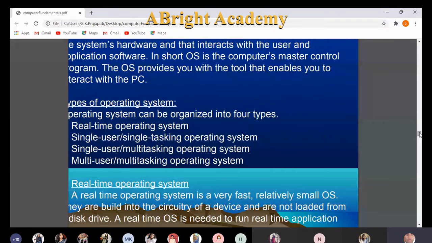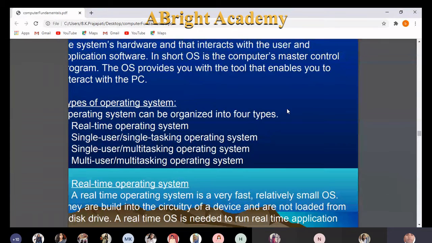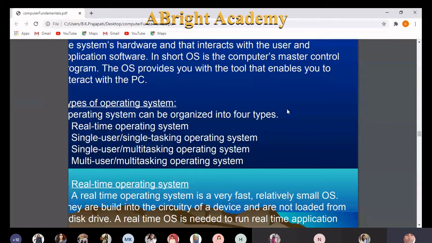Types of operating system. Operating systems can be organized into four types. This is important. Types of operating system. It is a very important topic. Here: the real-time operating system, single user single tasking operating system, single user multitasking operating system, multi-user multitasking operating system.